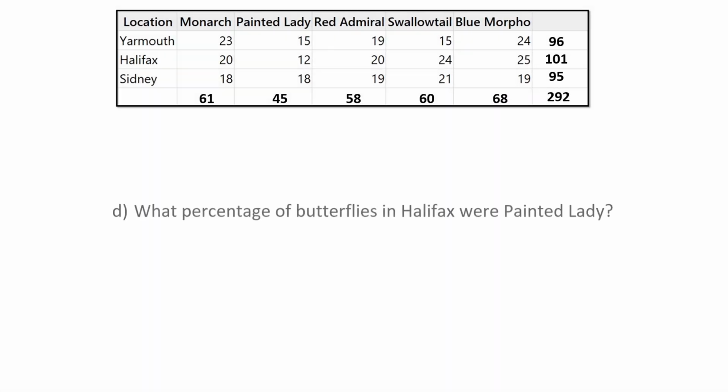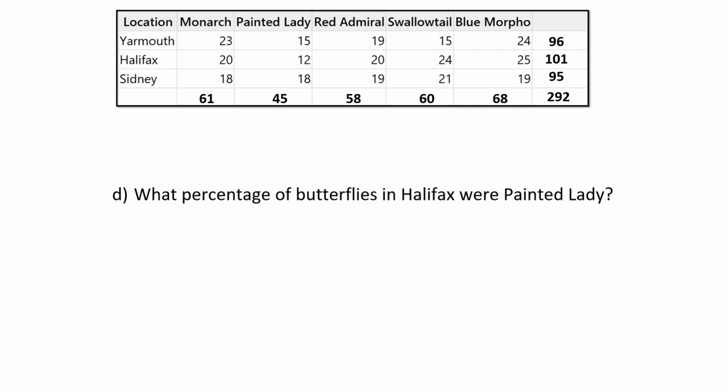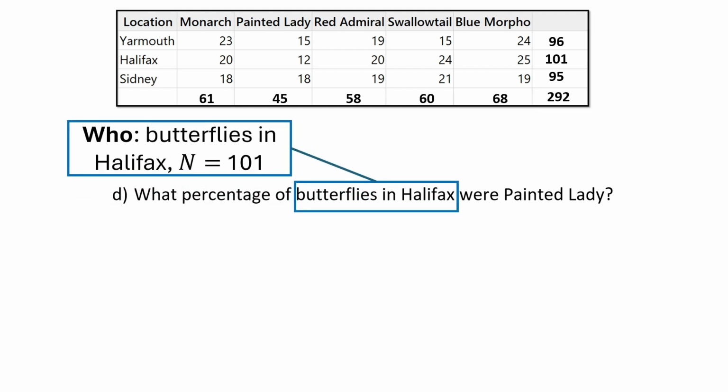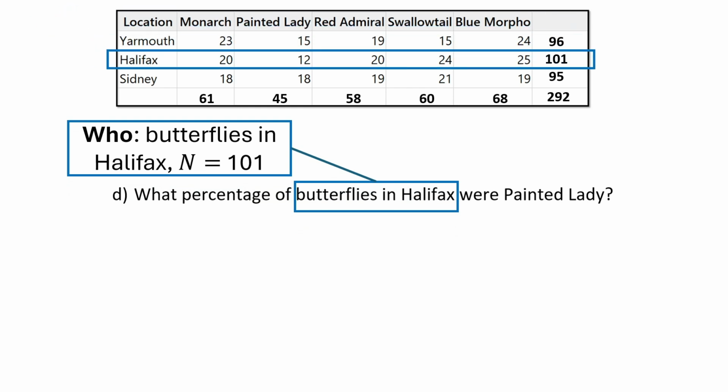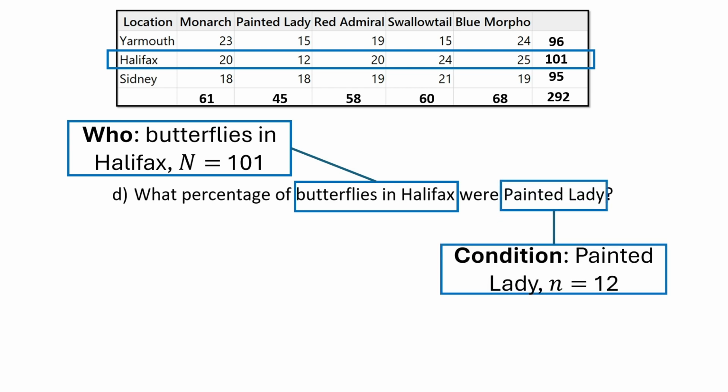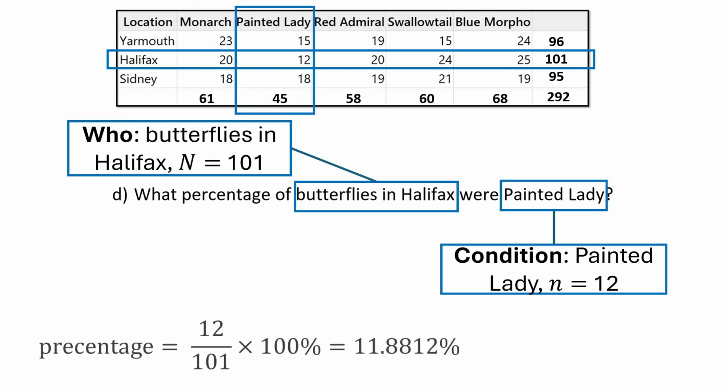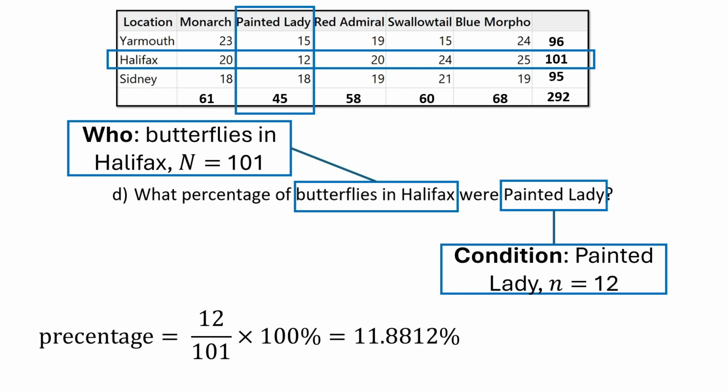Next one, what percentage of butterflies in Halifax were painted lady? Right, so we're looking at, let's see, what percentage of butterflies in Halifax? So the who is butterflies in Halifax. We can see from the row that there's 101 in total. And the condition is that they were painted lady. So we're looking at the column for painted lady. We see it's 12 out of 101, which gives us our percentage.